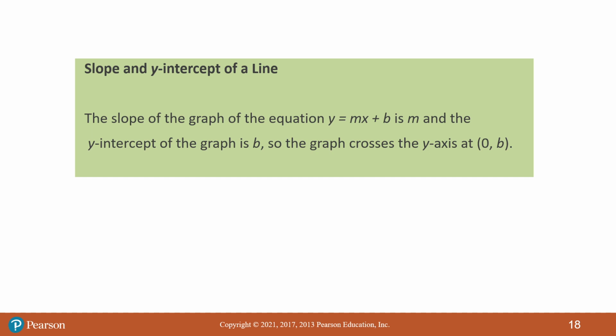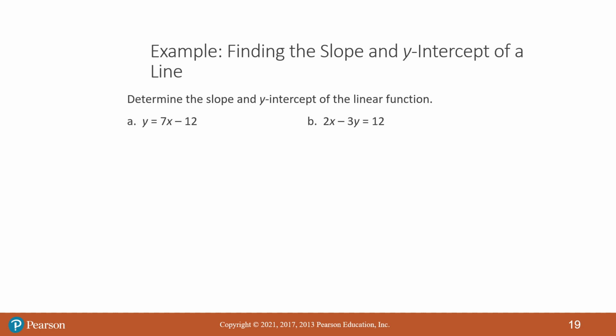Alright, the slope and y-intercept of a line. The slope of the graph of the equation y equals mx plus b is m. And the y-intercept of the graph is b. So the graph crosses the y-axis at (0, b). Simple enough, right? Hopefully you've seen and heard that before. M is the slope. B is the y-intercept. That simple. So let's determine the slope and y-intercept of the linear function.